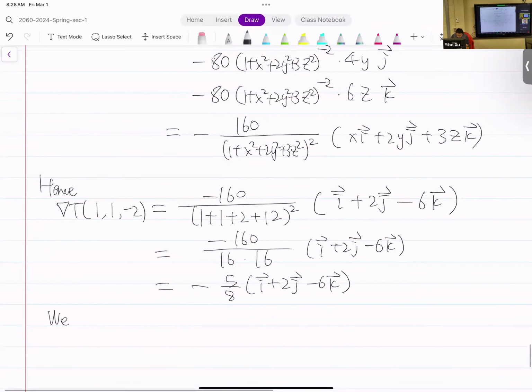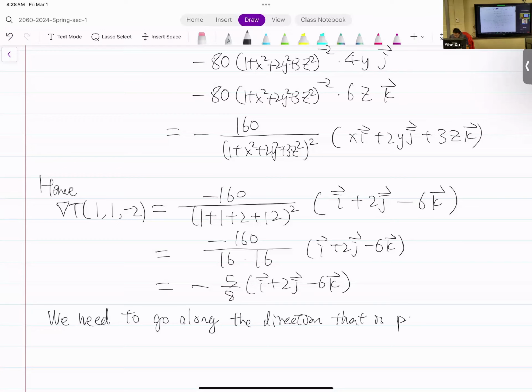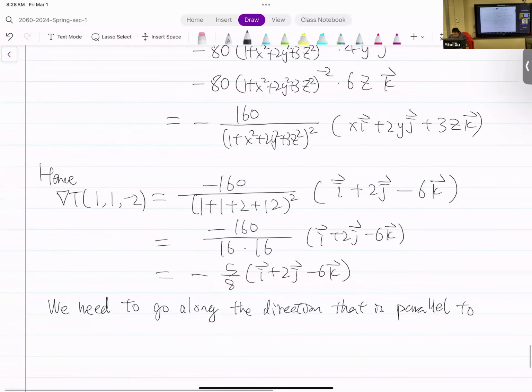Here, we are not really asked to look for the unit vector along this direction, so we don't really need to normalize. Here we just need to say that we need to go along the direction that is parallel to the gradient above.